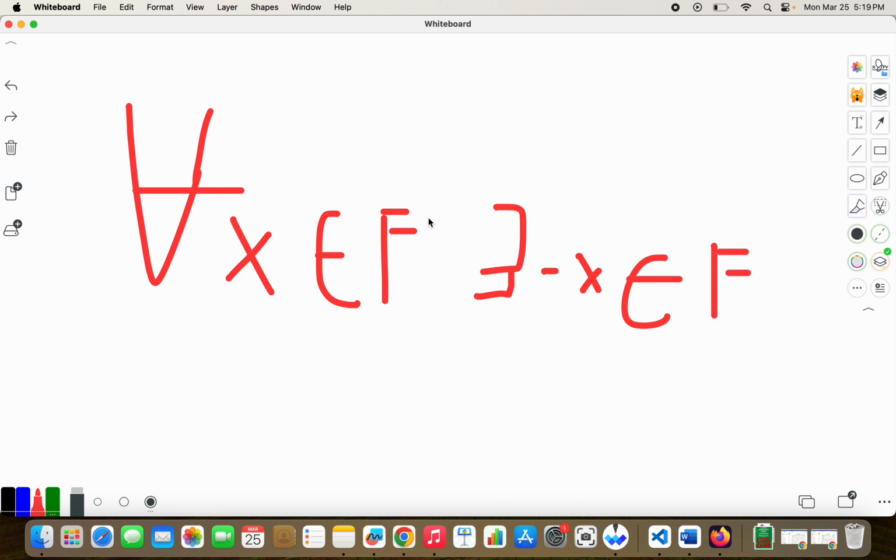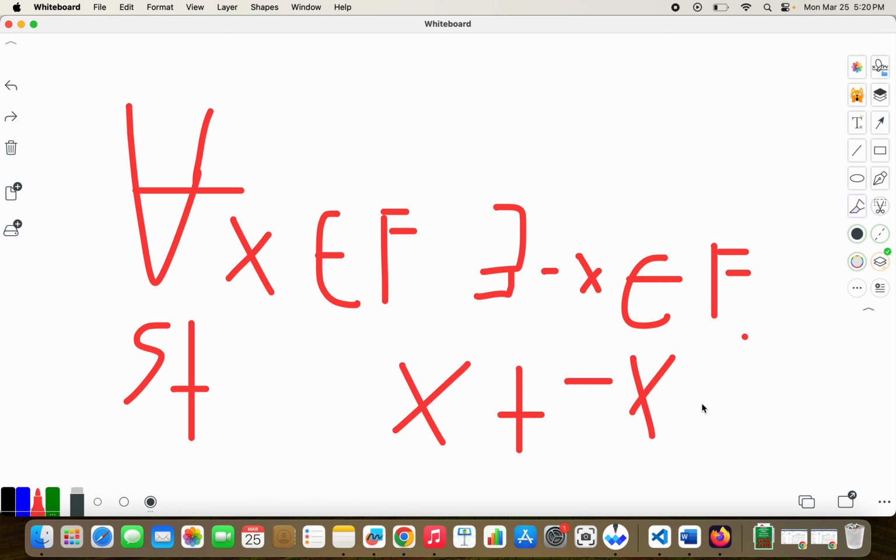Well, for all x in F, there exists a negative x in F such that x plus negative x equals 0. I don't think this is true for the natural numbers. Yeah, it shouldn't be true for the naturals because they don't have negatives. So A5 is kind of bad. But like x plus negative x equals 0. Equals 0, yeah.